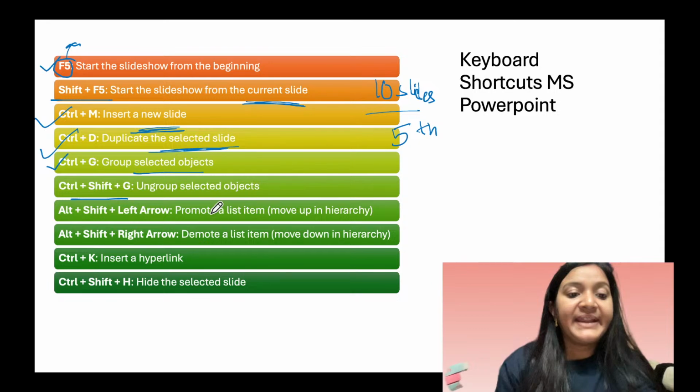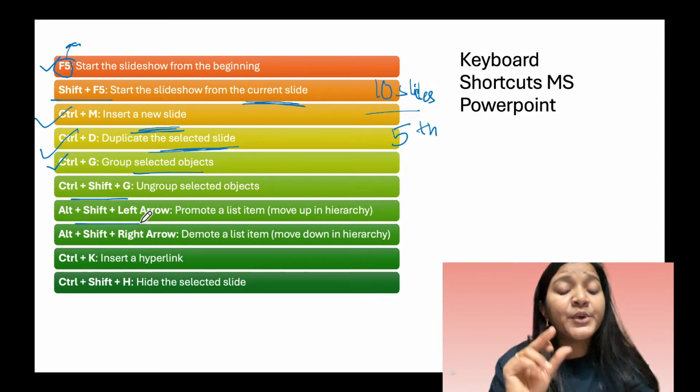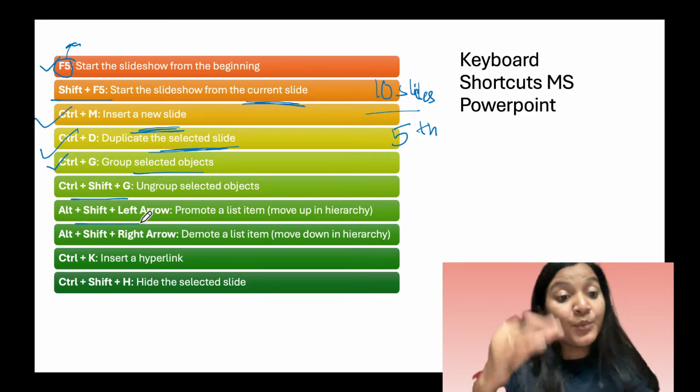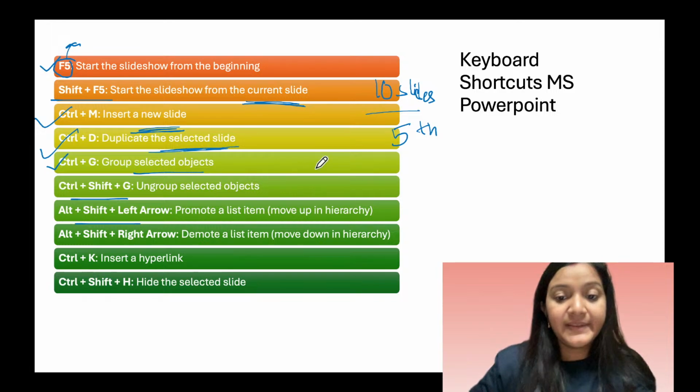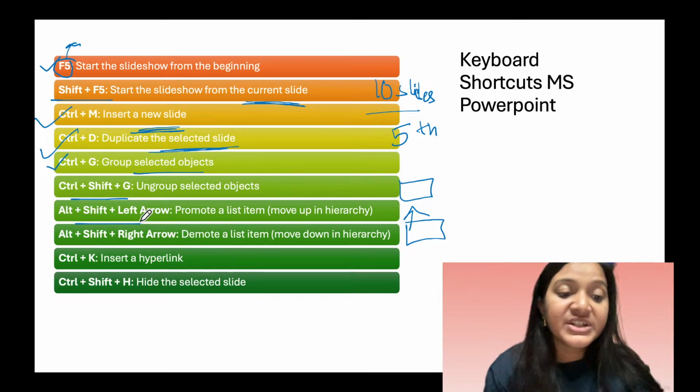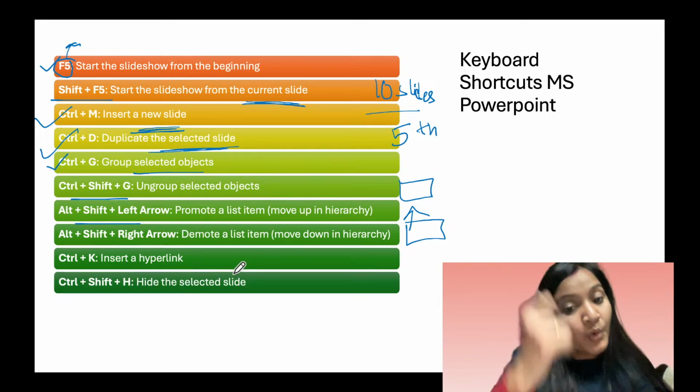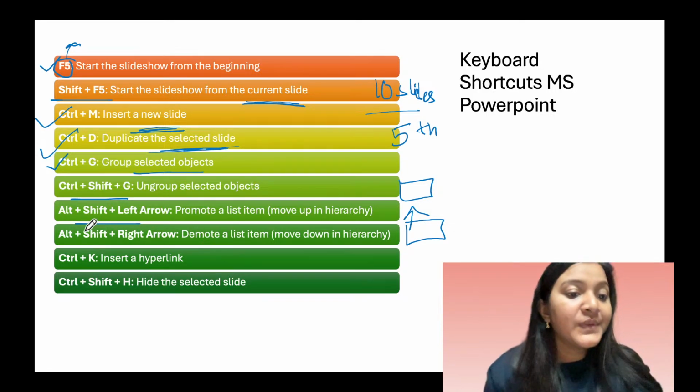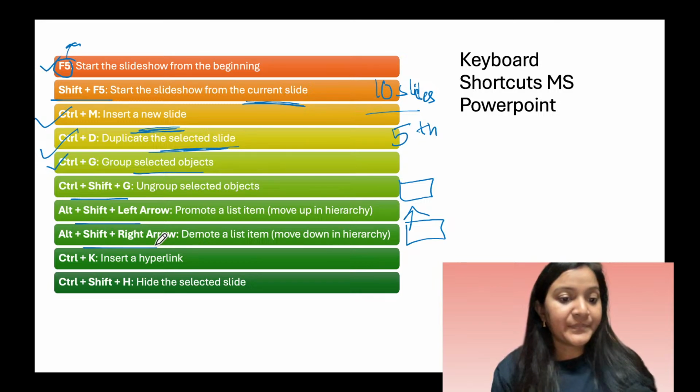Okay. Next. Promote a list item, that is, move up in the hierarchy. You want to move it up, so Alt Shift left arrow. And demote it, move down: Alt Shift right arrow.